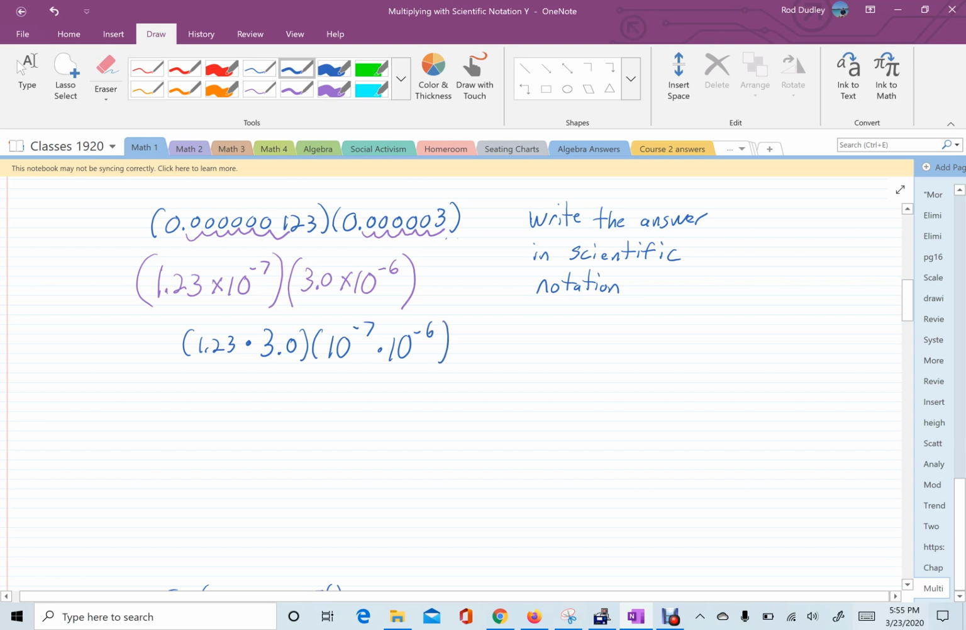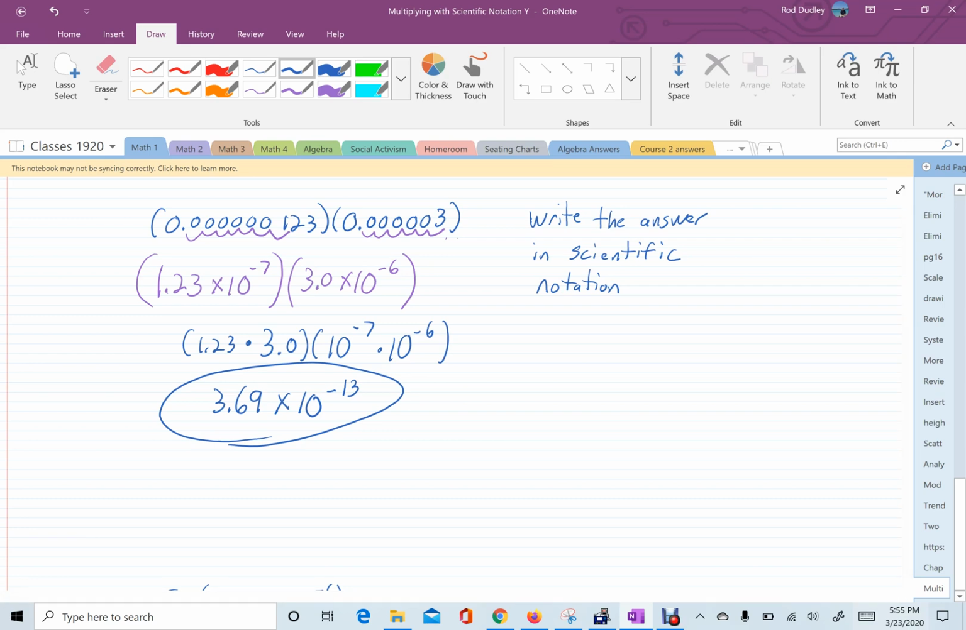Okay, so 3 times 1.23 is 3.69 times 10 to the negative 13th power. Okay, so that's how it works with really small numbers. That's a ridiculously small number.